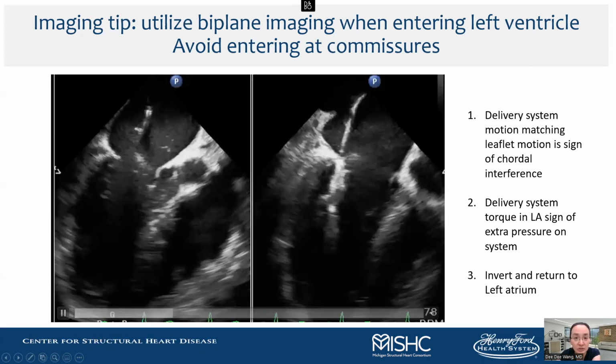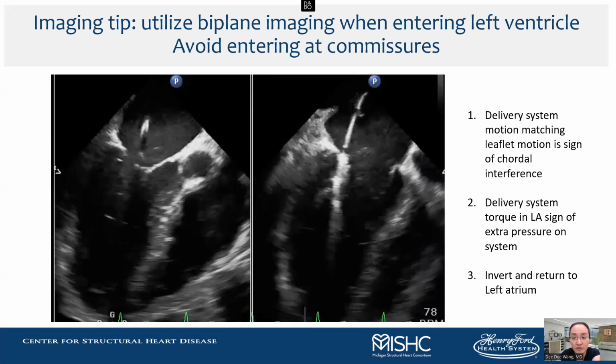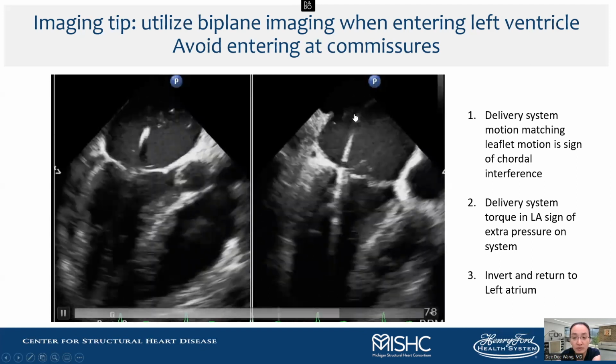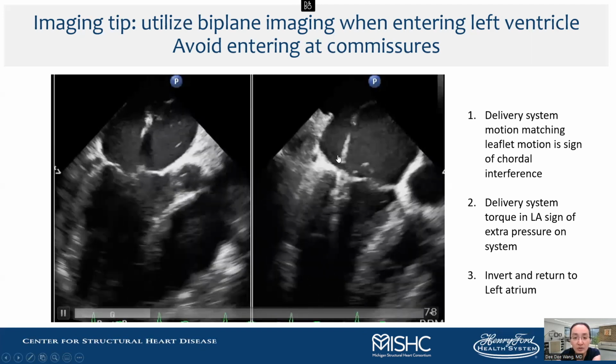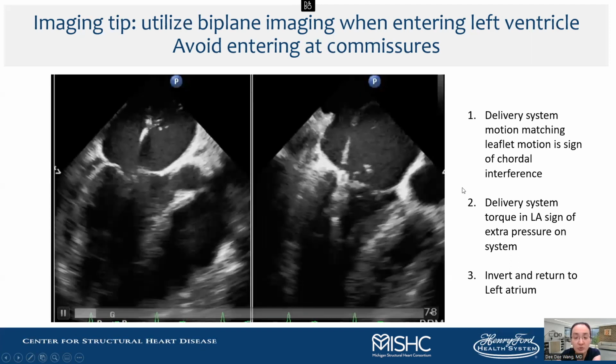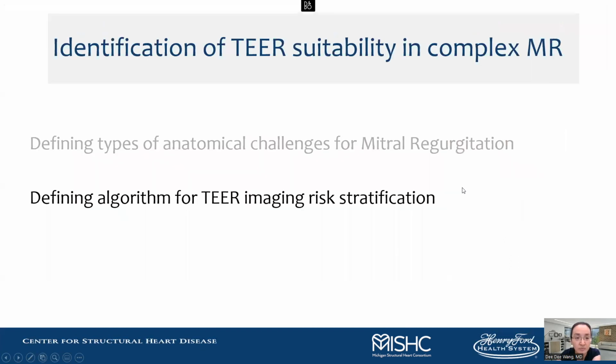It's a sign that you're stuck somewhere. It could be either chordal interference, or it could be a sign that somewhere your delivery system has extra torque stored in the left atrium. If any of these occur and you are bouncing with the heart rate, you should try to invert and return to the left atrium and enter at a different location.